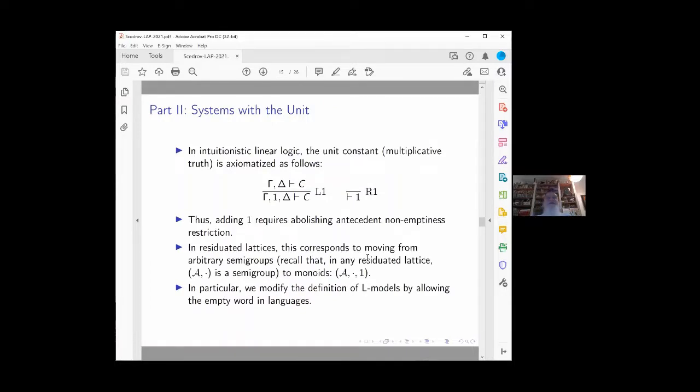All right, so this was the first adventure. Okay, now the second adventure: let's add the unit. In intuitionistic linear logic, the unit constant for multiplicative truth is axiomatized in the following well-known way. But observe that you have the empty left-hand side here. So if we want to deal with one, it requires abolishing the non-emptiness restriction that we talked about before.